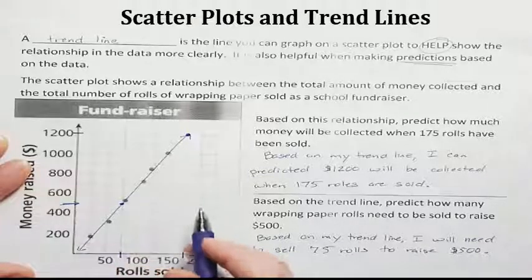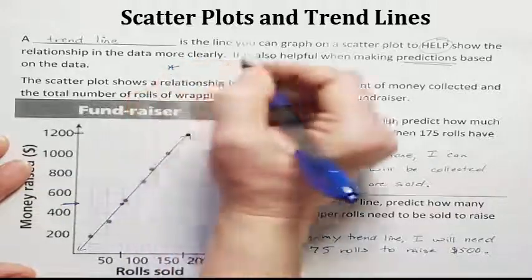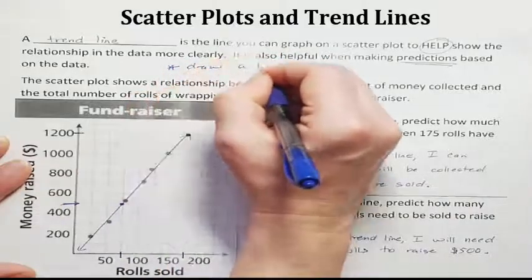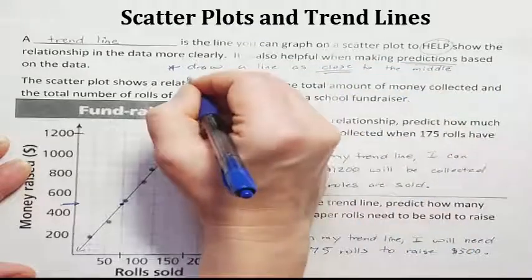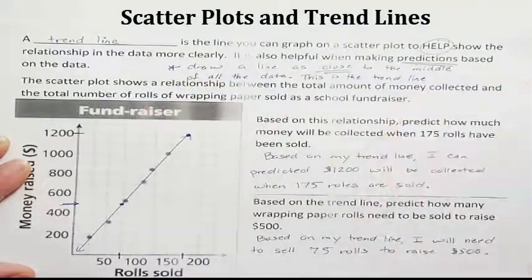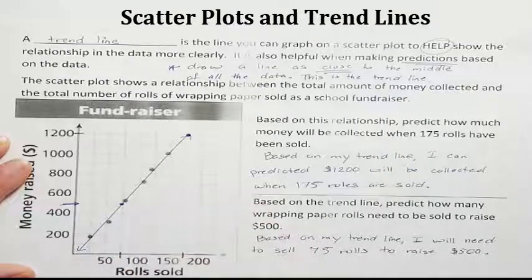So how do you make a trend line? We drew a trend line by drawing a line as close to the middle of all the data. This is your trend line. So it's as close to the data as possible.